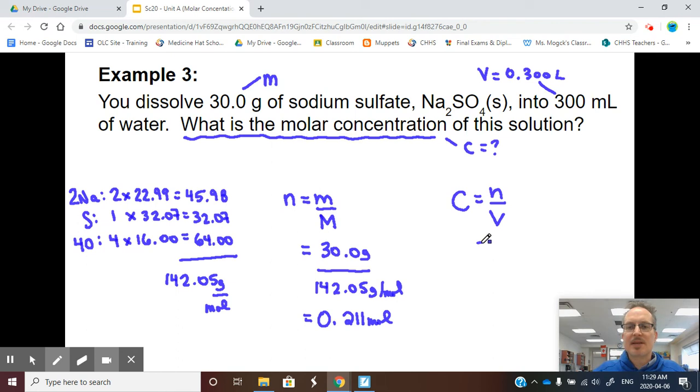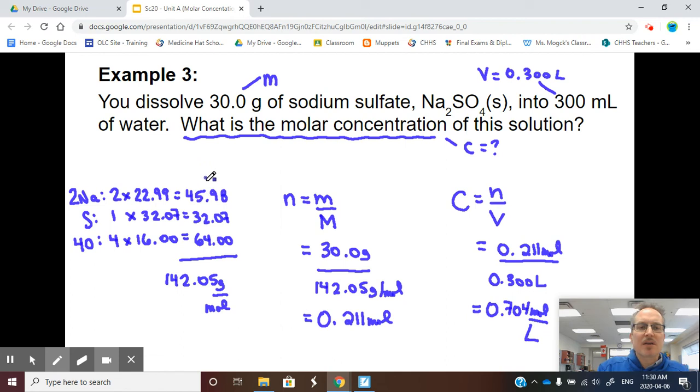Now, there's a lot of decimals, so keep that in your calculator. And again, when we go to sub in here, concentration equals moles. Well, I just found it over here. So this is 0.211 moles over my volume of 0.300 liters. Now, don't actually use this number. Use the full number that is sitting in your calculator. So I'm going to take that number and just go divide by 0.300. And my answer will be 0.704 moles per liter.